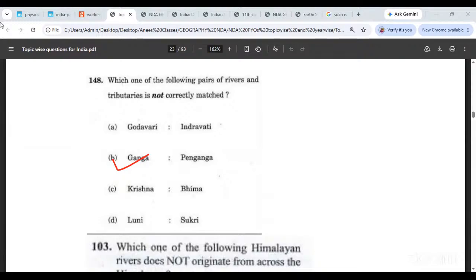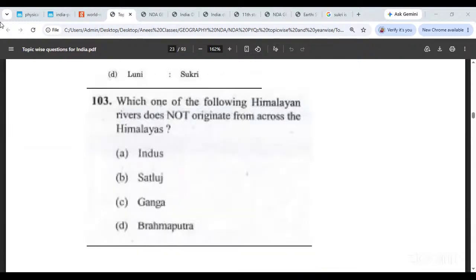Chalo yaar, we are settling one final question. Which of the following rivers do not originate from across the Himalayas? Indus, Satluj, Ganga, Brahmaputra. Himalayas ke pare se kaun si river nahi aati hai, from beyond the Himalayas.